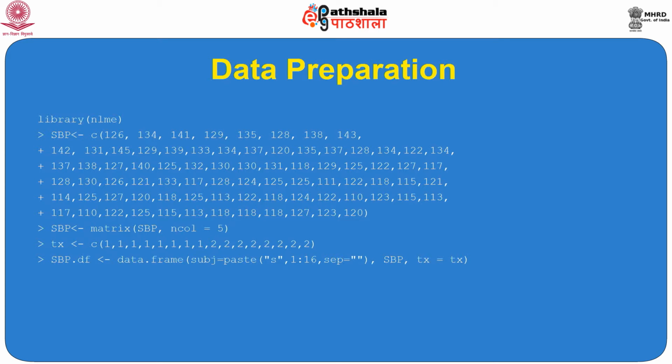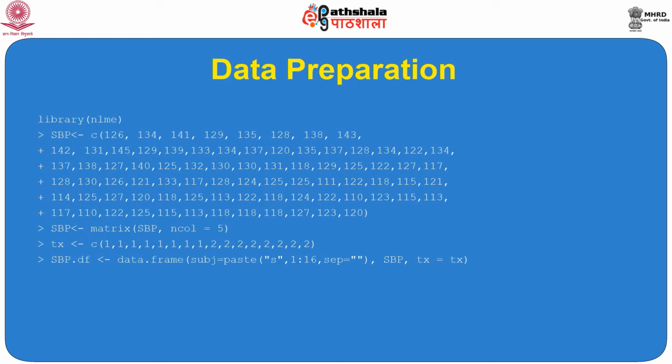So SBP, the same SBP will be repeated 5 times, in 5 columns, and after that we are putting another variable named Tx, that is treatment, and assigning values 1 and 2. So 1 may be considered as the placebo and 2 can be considered as an effective treatment that is useful to reduce the systolic blood pressure of the patients.